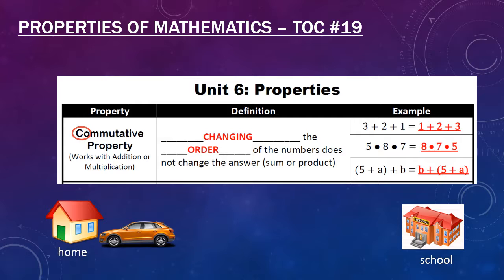An easy way to remember this is because I'm changing the order: CO. Look at the first two letters in commutative property, it is CO, change order. That's just a quick way to remember that. Go ahead and circle that with some sort of colored pen or marker so that you remember that little trick: change order.